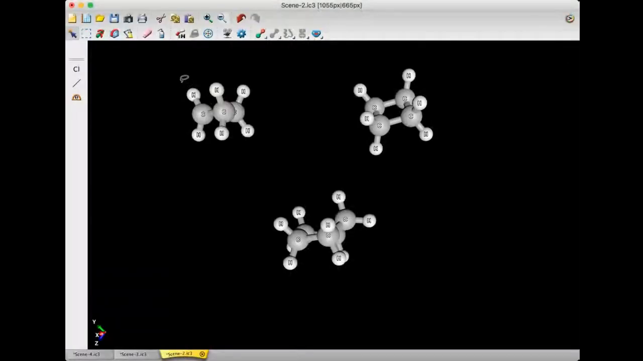So as we saw in class before, the simplest of the cycloalkanes is cyclopropane. Cyclopropane is an alkane, a saturated hydrocarbon having 3 carbons. So we can see here 3 carbons and 6 hydrogens. That's the smallest of all the cycloalkanes.